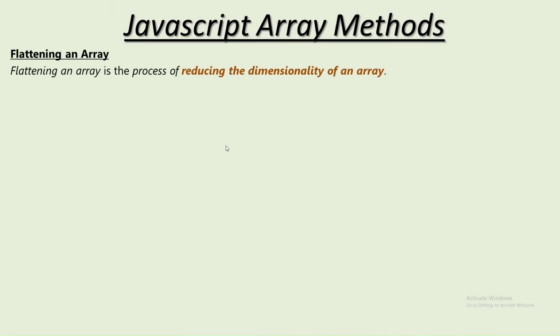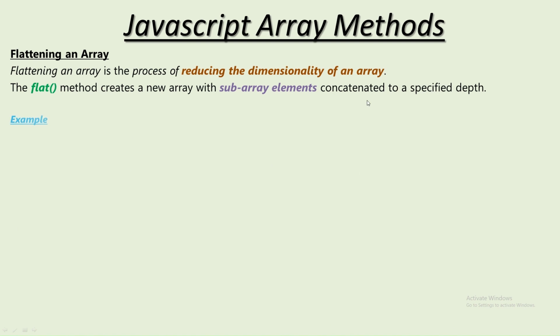Flattening an array. Flattening an array is the process of reducing the dimensionality of an array. The flat method creates a new array with subarray elements concatenated to a specified depth. So here we have myArray, which has three sets of arrays in it, and in the second value we have the first one.flat, and that's printing all the values in one result. Let's see this in action.